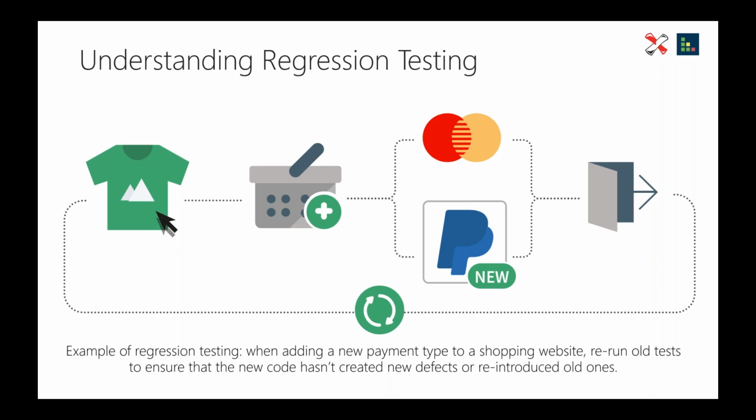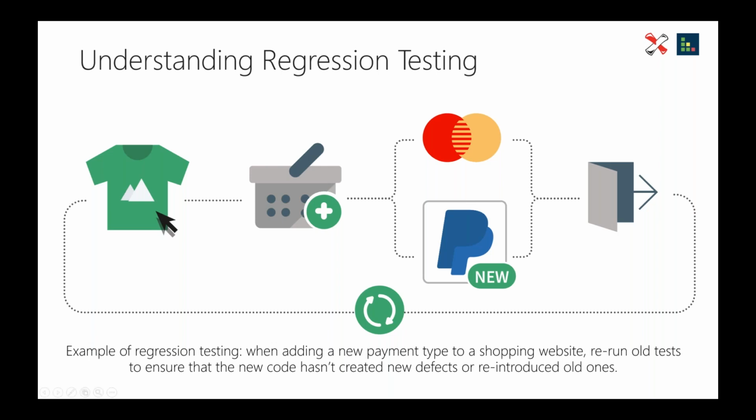You see the circle here. Ideally you have a regression test suite that covers all the areas of this end-to-end process, where you search products, add products to the cart, and try the existing payment methods. All that you want to retest using a regression test suite when you introduce this new payment type. Of course you'll have new test cases for the new payment type, and you most likely already tested that, but the regression testing here is that you rerun the old tests to ensure that the new code didn't introduce any new defects into the system.